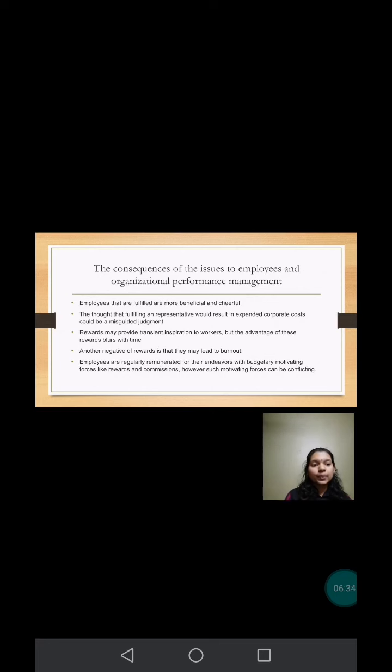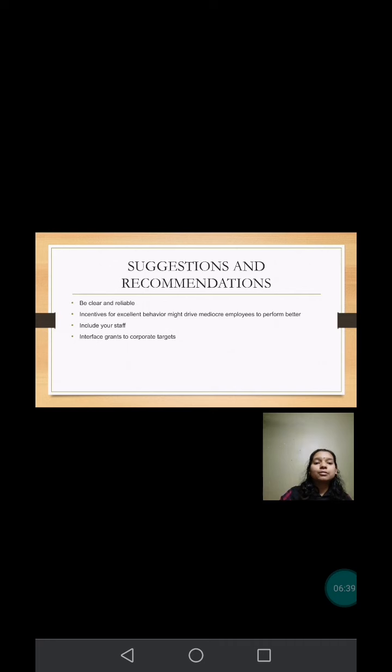Next would be suggestions and recommendations. Firstly, be clear and reliable. Rather than hosting a marketing challenge and naming a single candidate, which by definition makes the majority of workers feel like failures, be more exact with individual targets and criteria. Reward everybody who makes the grade.